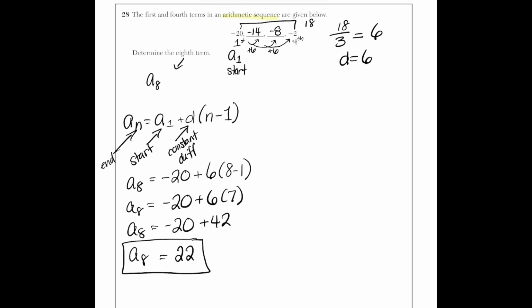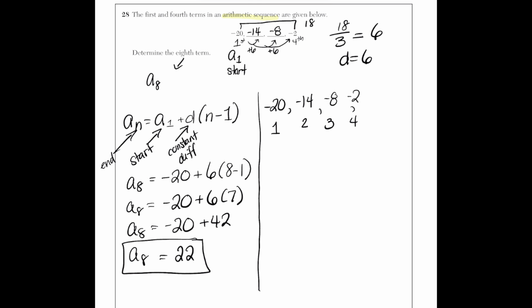Now, let's say you didn't know this. Could you figure this out? Do you have enough math sense to figure this out? Absolutely. As long as you figured out that the constant difference was 6. So here's what I mean. You started off with -20. That was the first number. And then we knew the second number was -14. The third number was -8. The fourth number was -2.